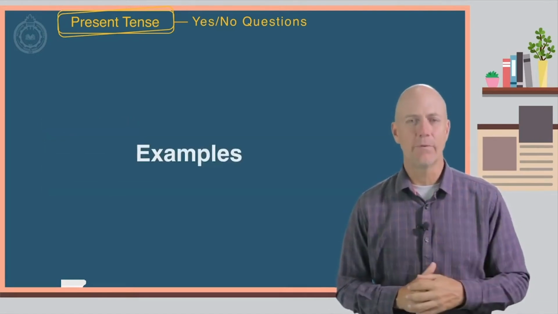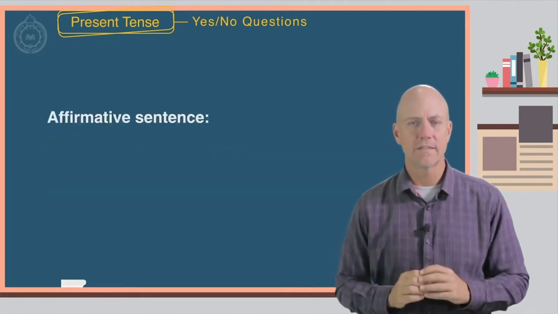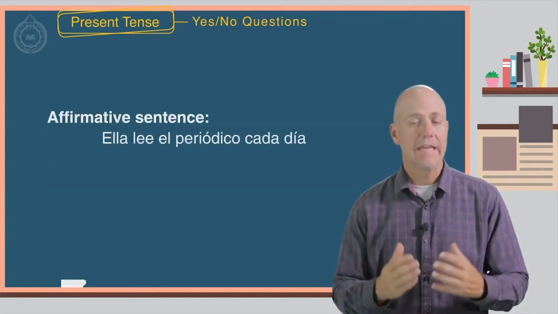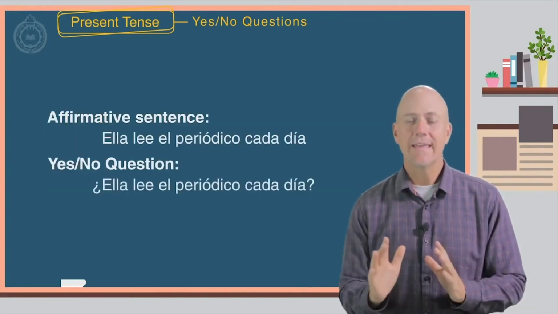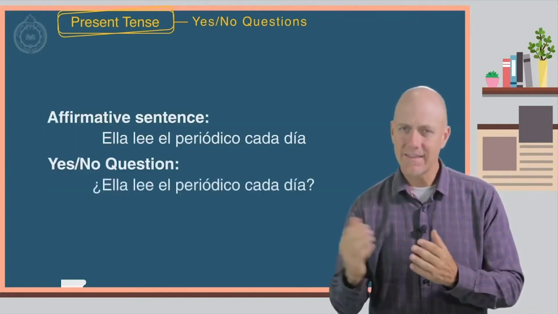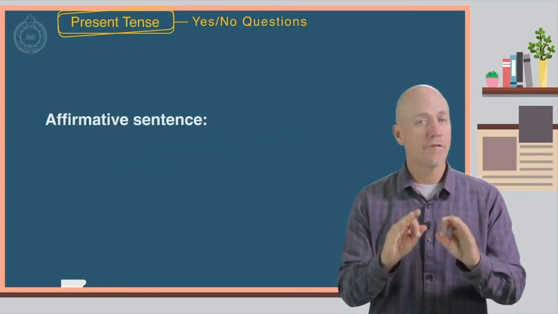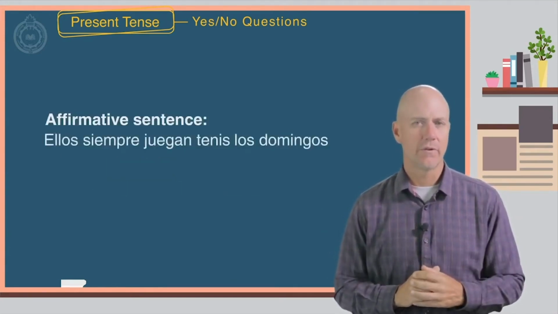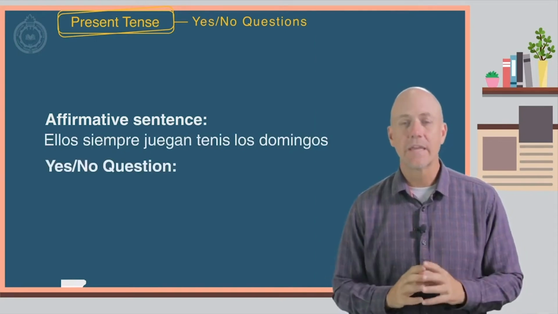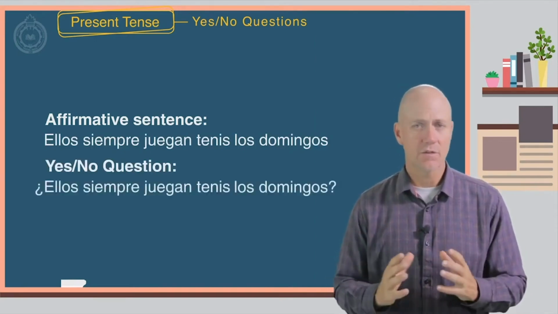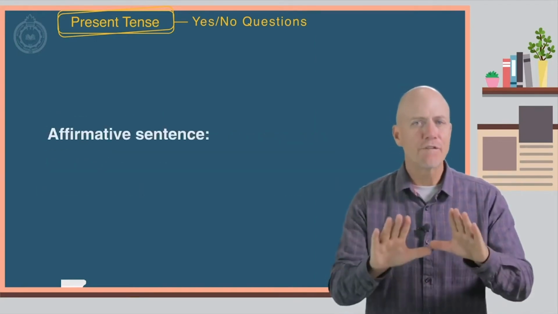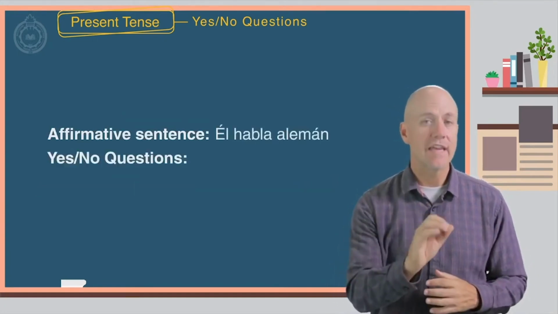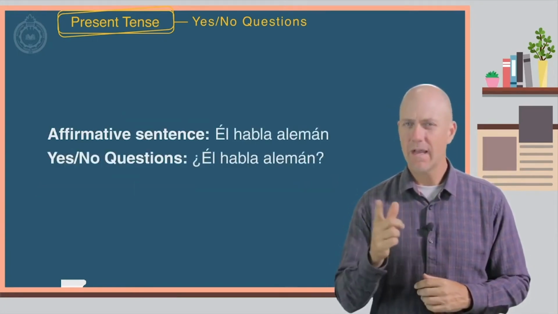Here are some examples. Affirmative sentence. Ella lee el periódico cada día. Yes-no question. Ella lee el periódico cada día. Affirmative sentence. Ellos siempre juegan tenis los domingos. Yes-no question. Ellos siempre juegan tenis los domingos. Affirmative sentence. Él habla alemán. The yes-no question. Él habla alemán.